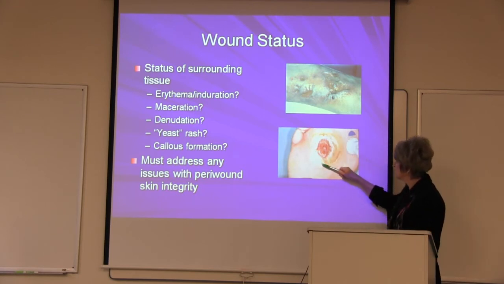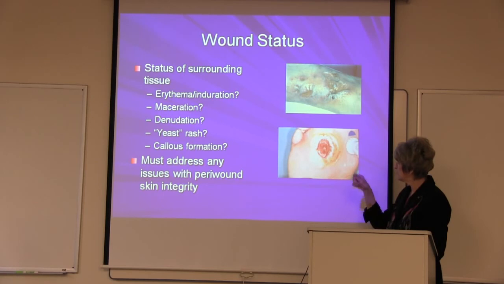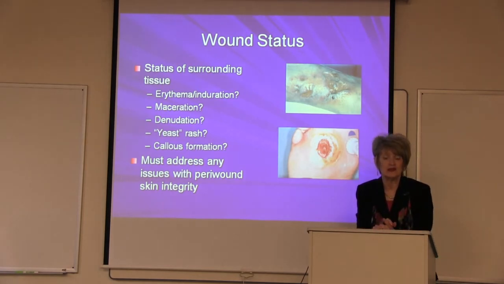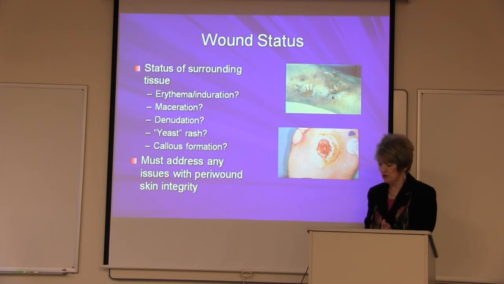You're also going to be alert to things like callus formation that would need to be pared down, maceration, which tells you you need to do a better job of protecting the surrounding skin and absorbing the exudate, candidiasis, a yeast rash, which needs to be treated. So you always inspect the peri-wound skin, and if there's any pathology involving the peri-wound skin, you're going to add that to your treatment plan.